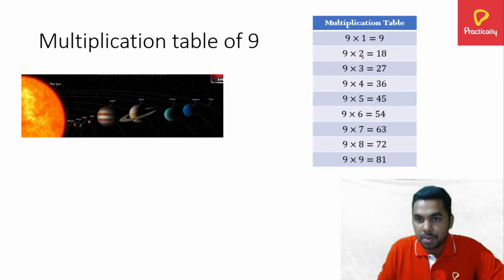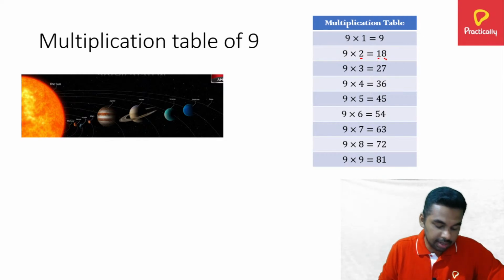There is an easy way. You just subtract 1 from this number 2. That will give you 1. That will be the first digit. And the second digit is going to be 9 minus the first digit, which is 8.